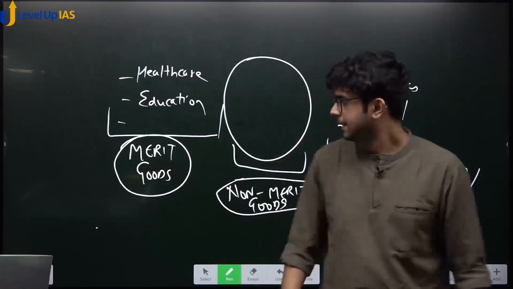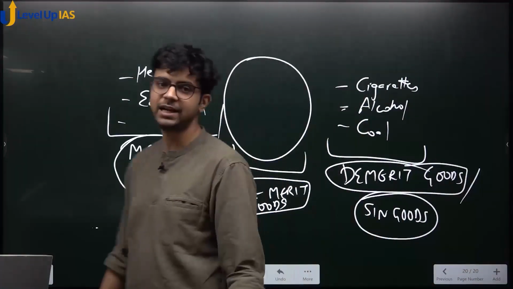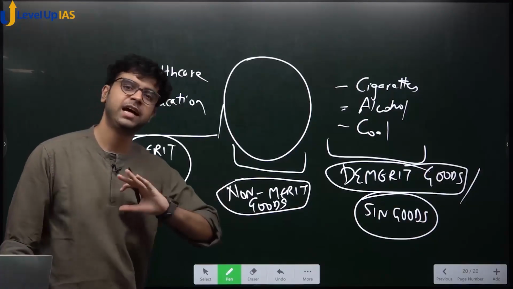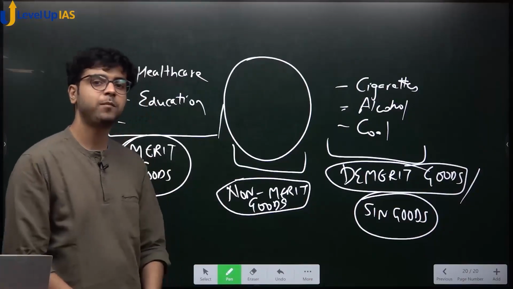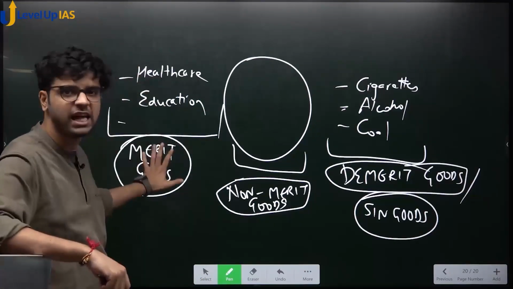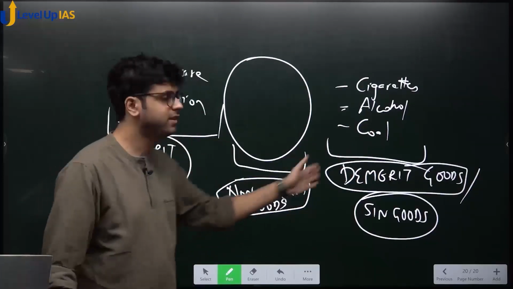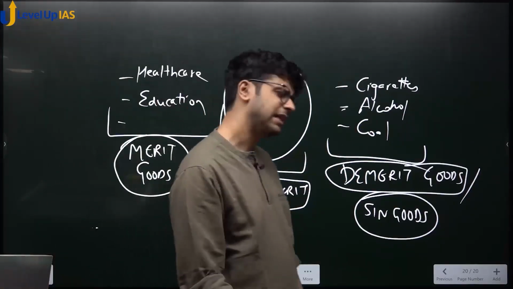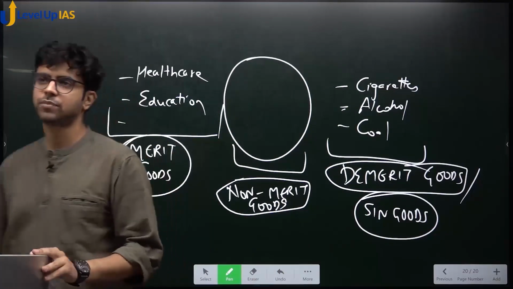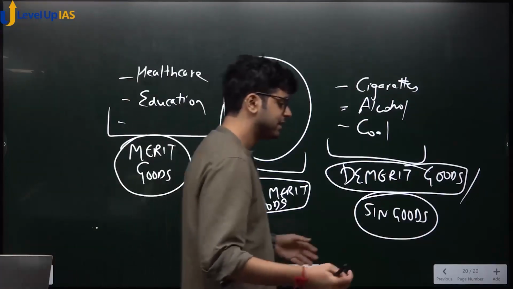Understanding? Now tell me, policy, again, put on your policy makers hats and now tell me, where will government subsidize aggressively? Where will government penalize aggressively? Government will subsidize this aggressively, government will penalize this aggressively. That is why the distinction between these goods is important. It's as simple as that. Merit goods, non-merit goods, demerit goods, sin goods, they are also called as sin goods. ठीक है.